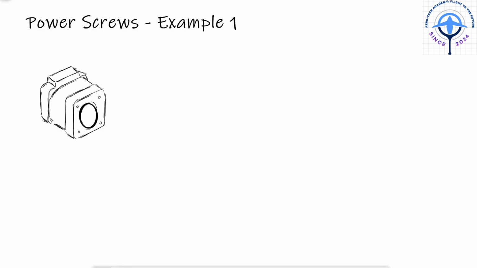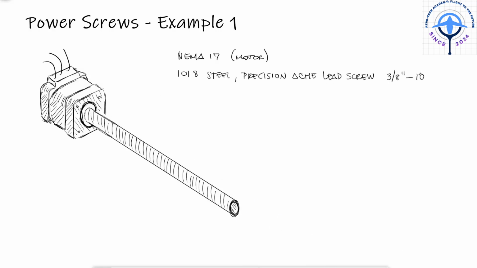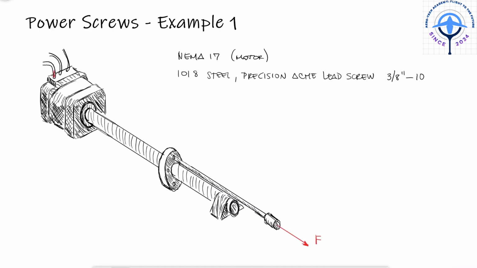A NEMA 17 stepper motor is being used to rotate a 1018 carbon steel precision Acme lead screw. A matching flange is connected to both the lead screw and the piston that will exert some force for a specific device application. What is the maximum linear force that can be developed by this setup?